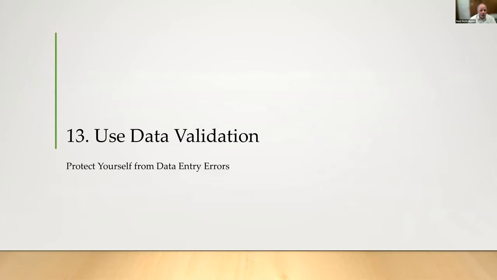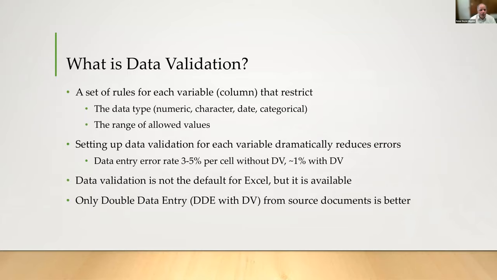It's important to use data validation to protect yourself from data entry errors. We talked about categorical data validation earlier with the lists. Data validation is a set of rules for each variable or column that restrict the data type and the range of allowed values. Setting up data validation for each variable dramatically reduces errors. The data entry error rate is 3 to 5% per cell without data validation, less than 1% with it. Data validation is not the default for Excel, but it is available. Only double data entry with data validation from source documents is better. Double data entry means you're paying two distinct people to enter the data from your source documents and then cross-checking them against each other. That is definitely better, but more expensive and more time.